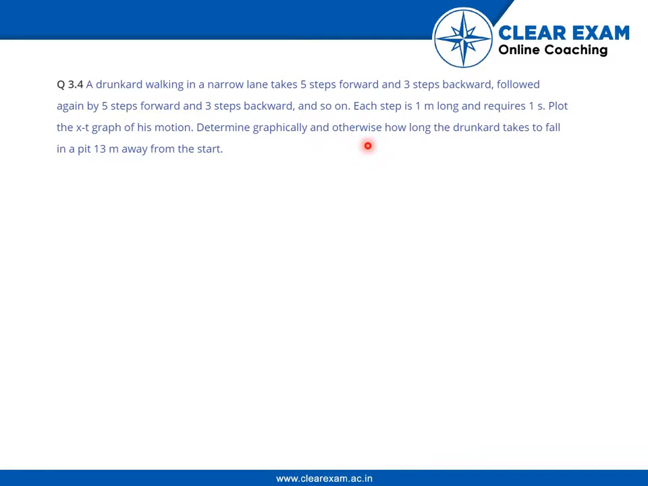Determine graphically and otherwise how long the drunkard takes to fall in a pit which is 13 meters away from the start. So let us start with the chart first. When t is equal to 0, distance covered, which is x, would be equal to 0. When t is equal to 1 second, x would be equal to 1 meter. When t is equal to 2 seconds, x would be equal to 2 meters. Likewise, when t is equal to 5, x would be equal to 5.